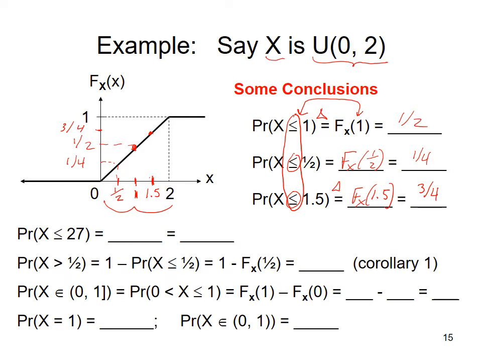So one more example, probability x less than or equal to 27. So that's going to be capital Fx of 27. And we already know that we had hit 1 by the time we reached 2. If I keep going all the way out to infinity, the value of the graph stays 1. So certainly by the time I get to 27, the value of the graph is still 1. Okay. Let's do another example now.